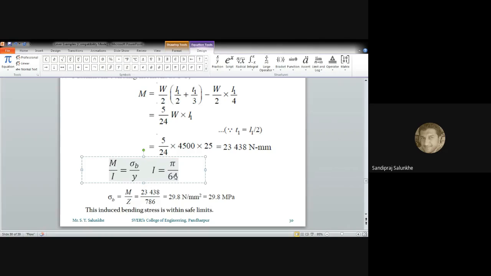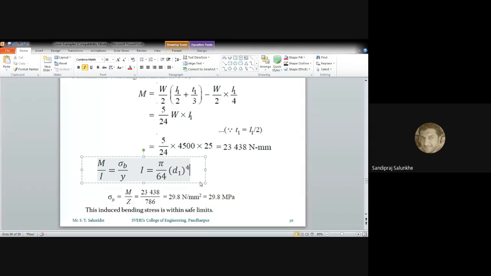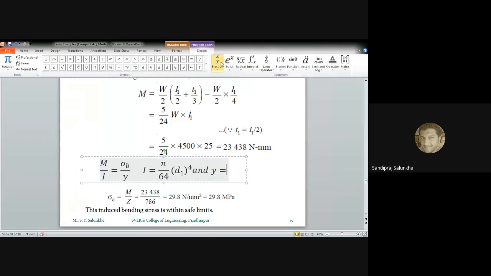Are all of you in the class? Yes sir. What is the bending moment? d1, here we have to consider d1 raised to 4. And what will be the y? d1 by 2, sir. y will be d1 by 2. Then put values and calculate sigma b.